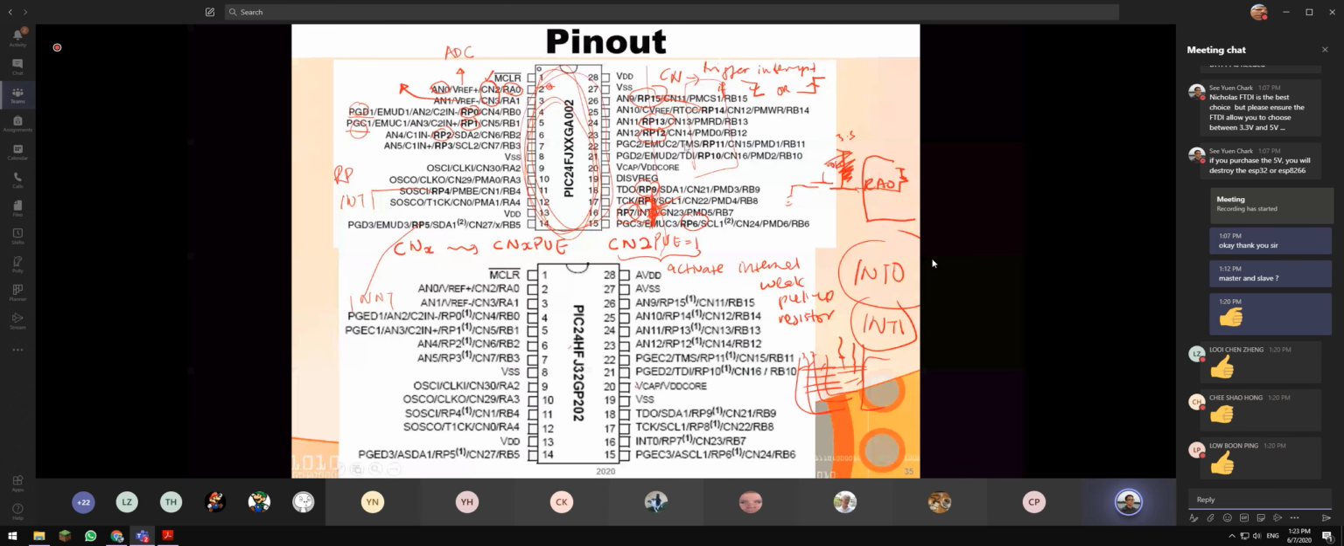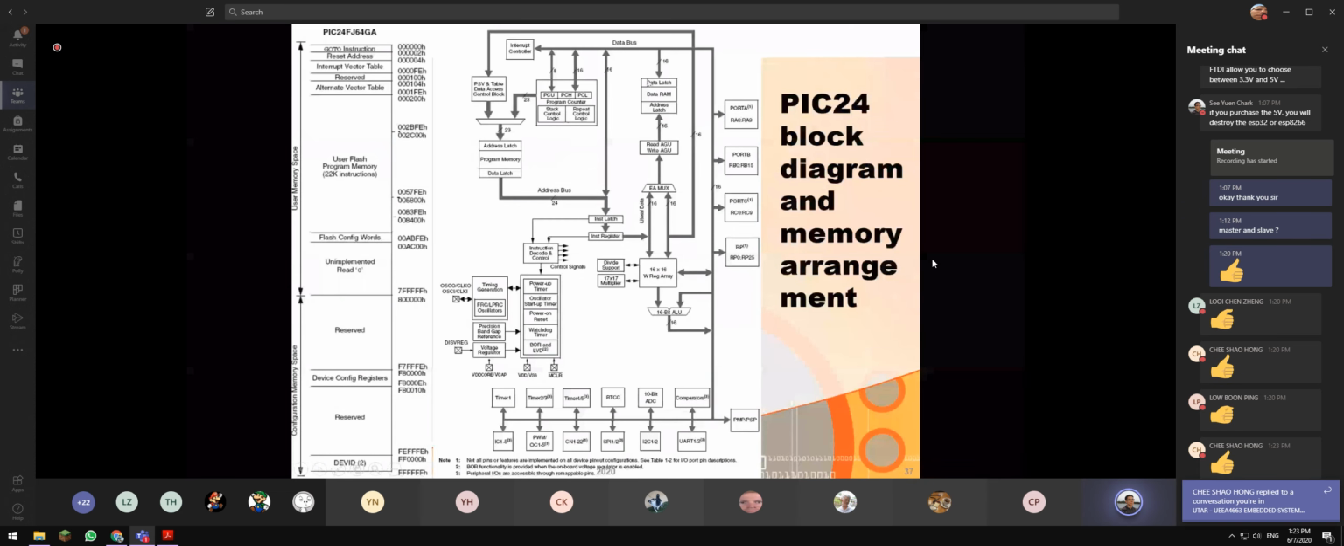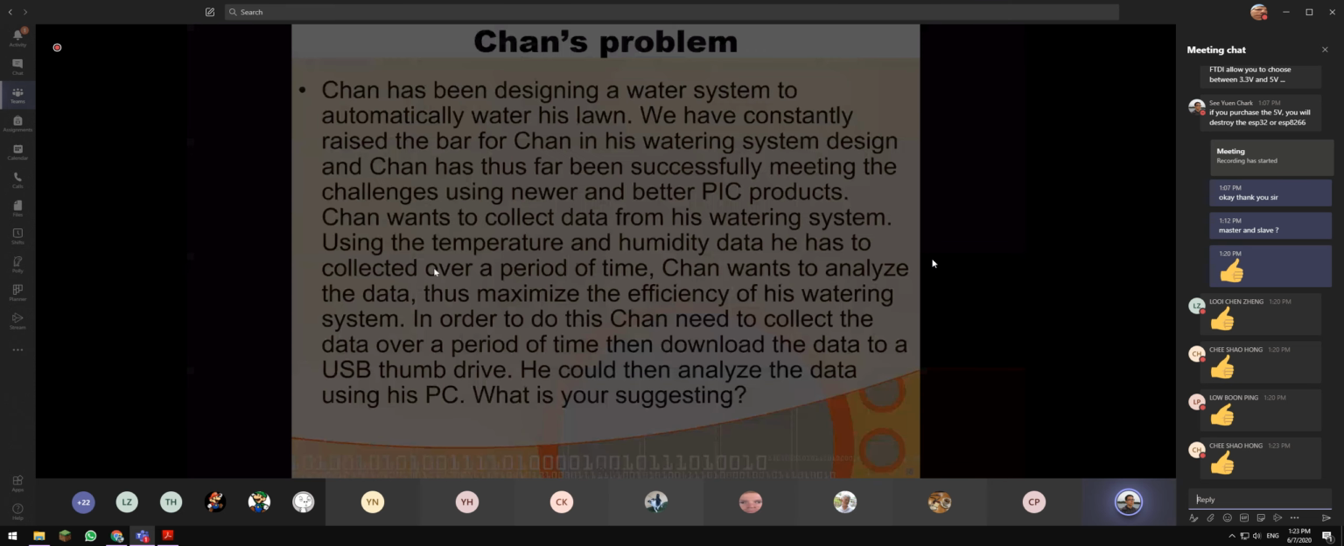Others we go through later. Again, it's a Harvard architecture. This is the PIC24 block diagram. You can see the size of the memory here, until how many Fs. How many bits? 1, 2, 3, 4, 5, 6. It's 24 bits.